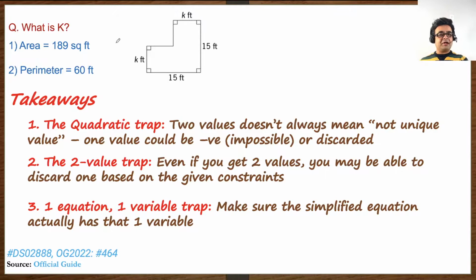The quadratic trap was if you see two values or possibility of two values, don't just stop there. Make sure it is two values. And even when you get those two values, make sure that one of those values cannot be discarded before marking it as not unique and insufficient.